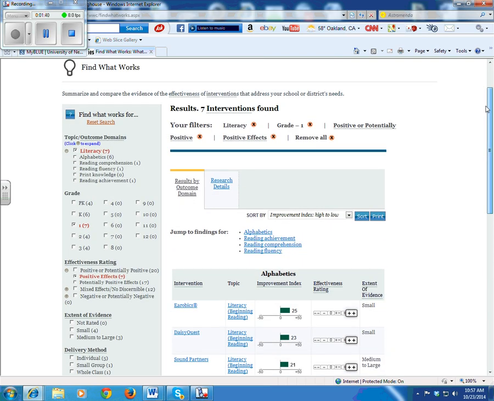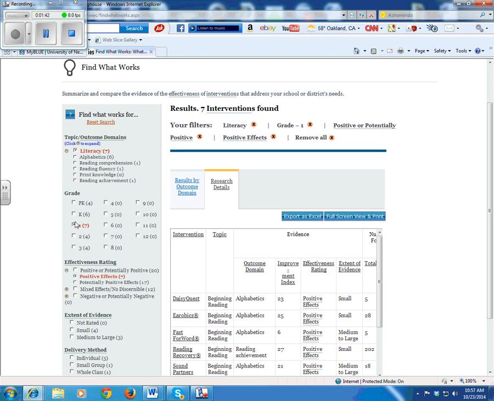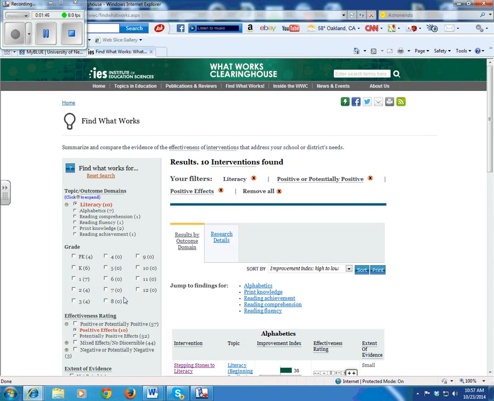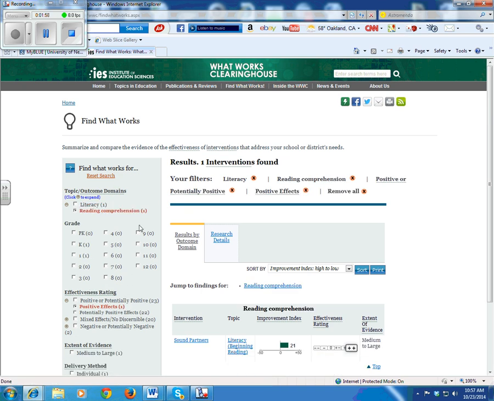Now, here's something that's interesting. Take a look at what the eighth grade has to offer. Zero positive interventions for that. But if you take a look at reading comprehension instead, and you looked at positive effects, you would also notice that first grade is a key grade. That's one of the reasons we want to intervene early.